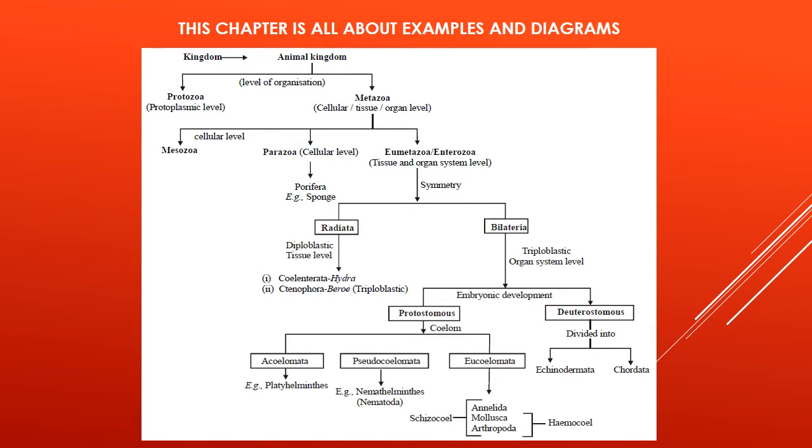Deuterostomes are actually divided into two types, that is two phyla: Echinodermata, and the other one is Chordata. But Echinodermata during its larval stage exhibit bilateral symmetry, and the adult stage exhibits radial symmetry, but still they are Bilateria, bilateral symmetrical organisms.